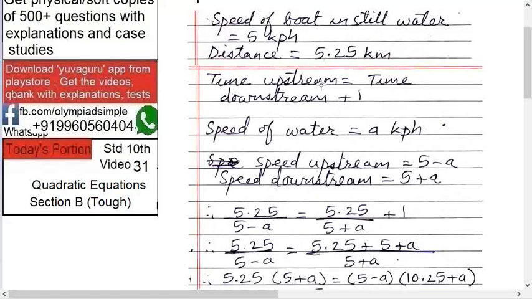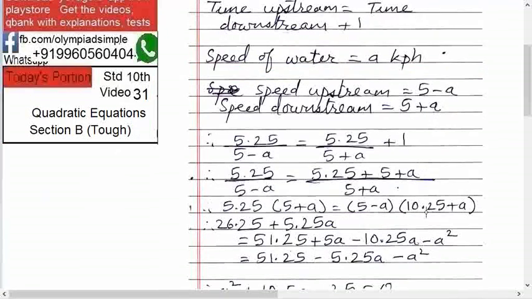So what does time upstream equal? The distance is the same upstream or downstream. So 5.25 upon the speed upstream, that is 5 minus a, equals again distance upon speed downstream, plus 1, because it's given 1 hour more. So it's now simple, solve this.